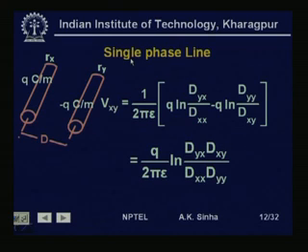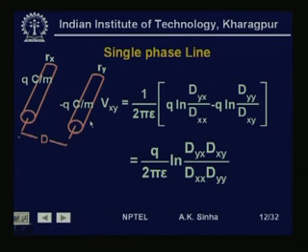Now, let us try to apply this to find out the voltage and then the capacitance of a single phase line. Let us say we have a single phase line with two conductors, conductor x and conductor y. Conductor x has a radius r x and has a charge q coulomb per meter. Conductor y has a radius r y with a charge of minus q coulomb per meter, because conductor y will be the return conductor, carrying the return current. So, the charge will be negative of the charge on conductor x.